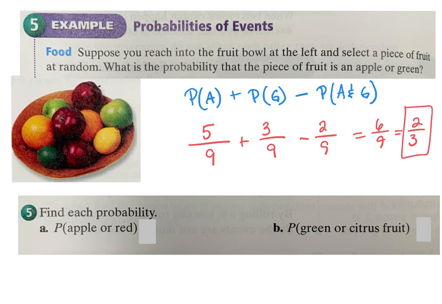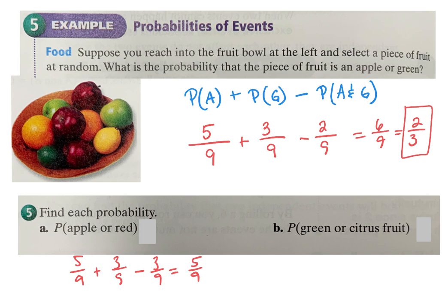Why is there a line in the fruit? So you have 5 apples out of 9. You have 3 red fruits out of 9, and then you subtract the crossover. There are 3 red apples. So you end up with 5 over 9.